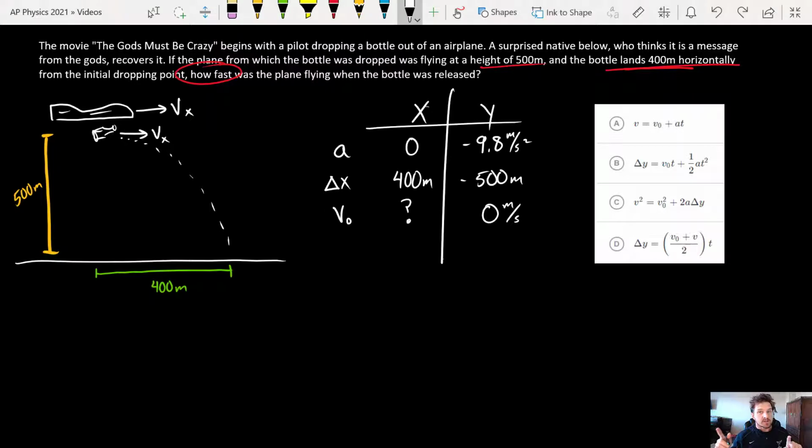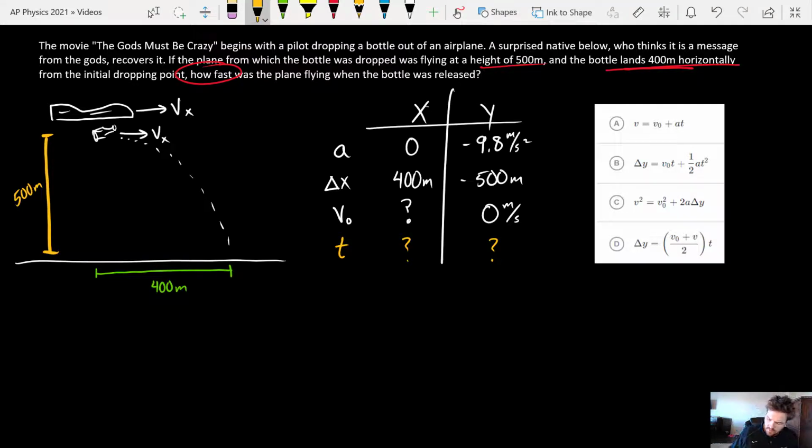So here's a common trick, if you want to call it that. There is one variable that can be shared between both the x and y direction, and that is time. Time is the one thing that will be the same in the x and the y. So a common trick is maybe I can solve for time using all of my y numbers right there, and then I'll have enough to solve for that velocity in the x.